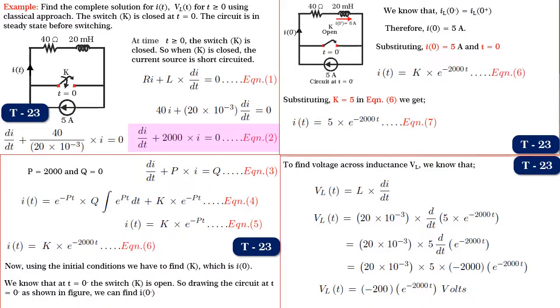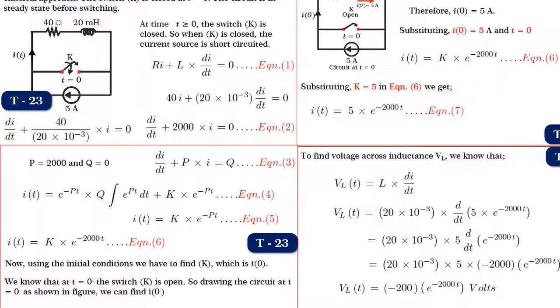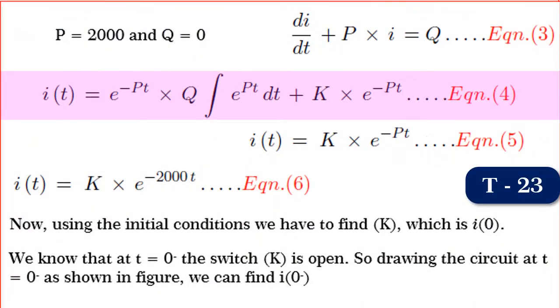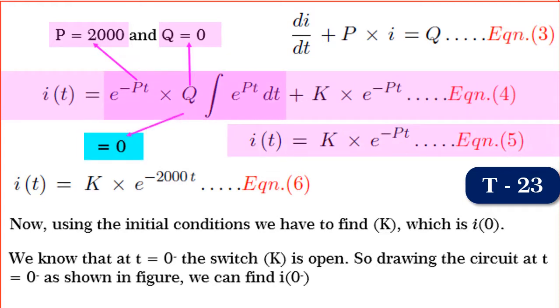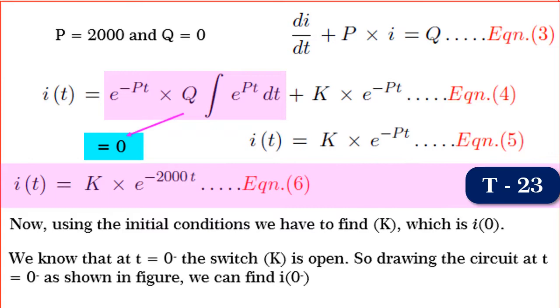By comparing it to the standard form of first order ODE, we get P is equal to 2000 and Q is equal to 0. But we know the solution for the first order ODE is equation 4. Since Q is equal to 0 and P is equal to 2000, by substituting and solving it, we get I(t) is equal to K e to the power of minus 2000 t, let it be equation 6.